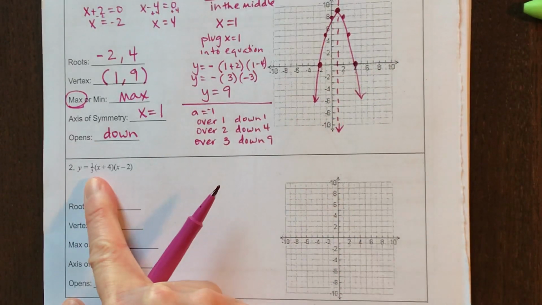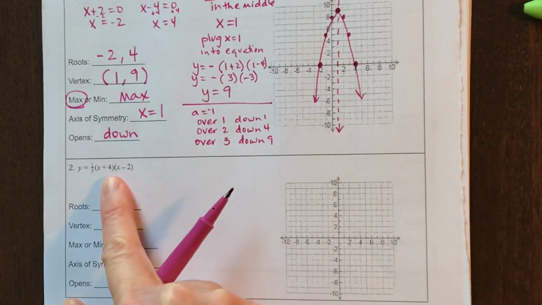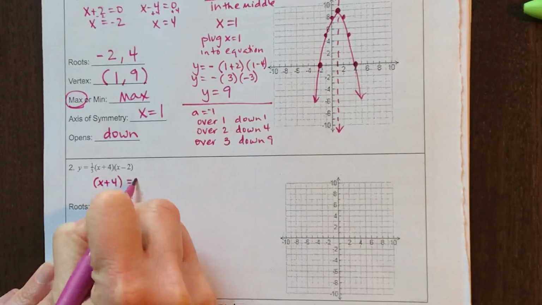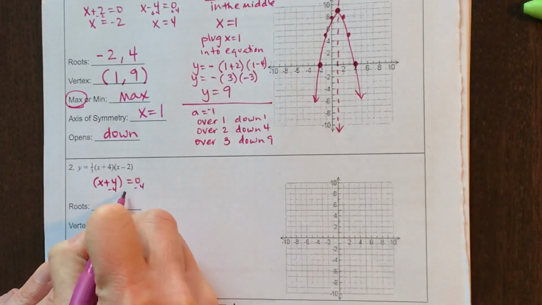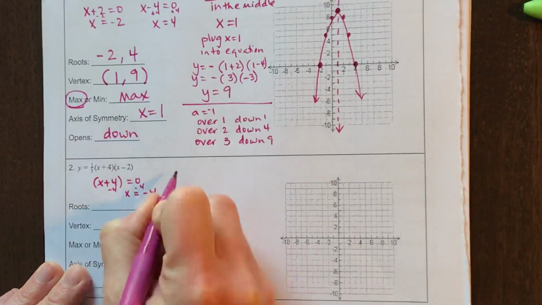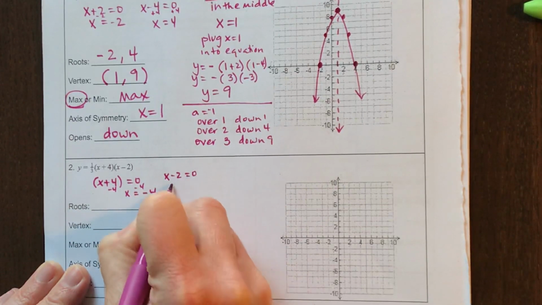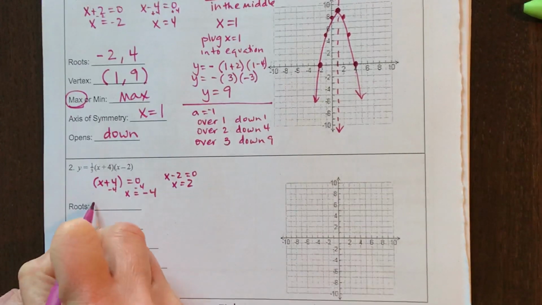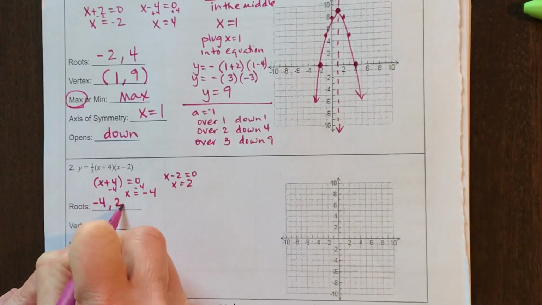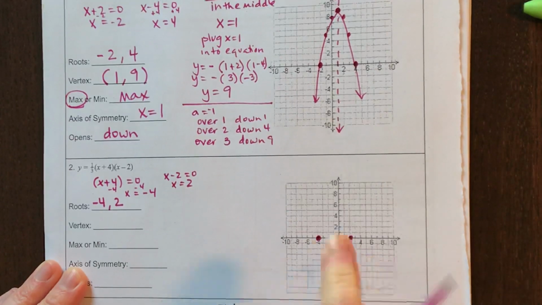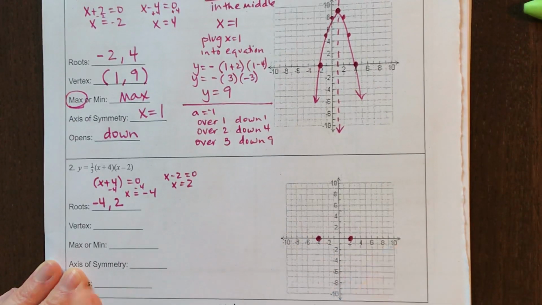In this case, I have 2 factors. I have a factor of x plus 4, so set that equal to 0. Subtract your 4, you get x is equal to negative 4. x minus 2, set that equal to 0, add 2 to both sides, you get a root of negative 4 and positive 2. So put those x-intercepts on your x-axis.